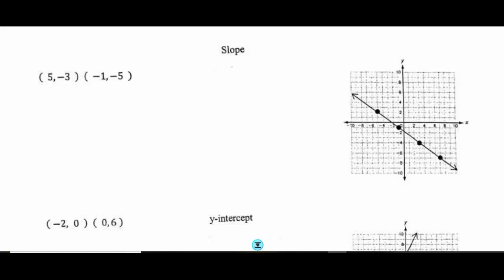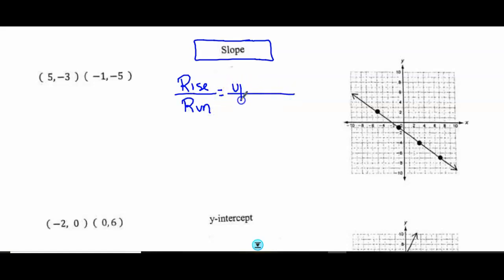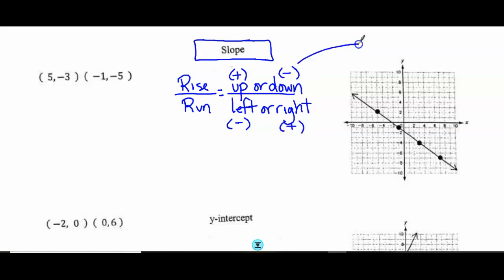When you did your notes last week, there was only one way to find slope, and that was the counting method, where you found slope on a graph by using the rise over the run. So recall, the rise is up or down, and the run is left or right. The negative words are down and left, and the positive words are up and right. Now remember, you use this method when you're given a graph.